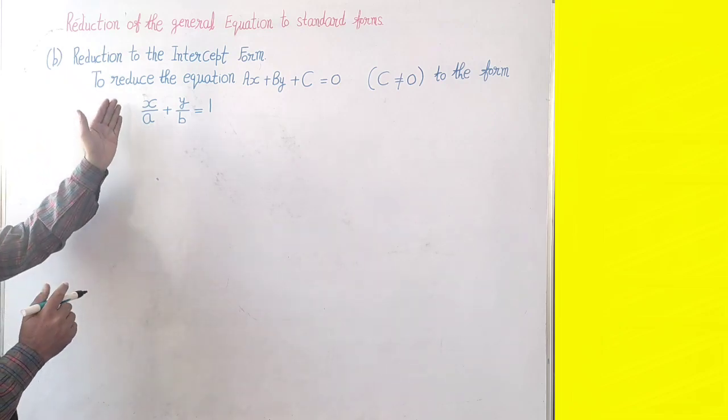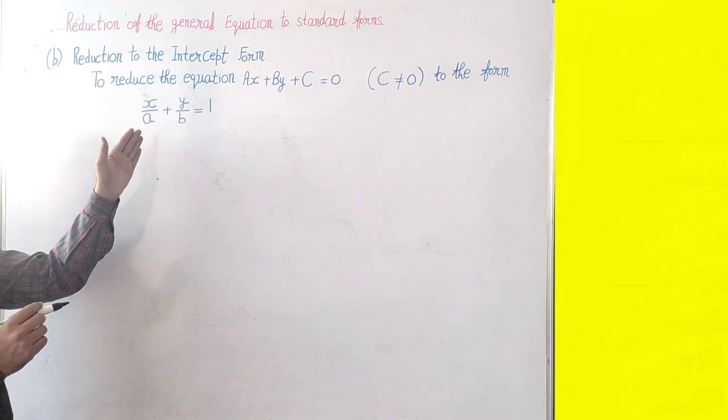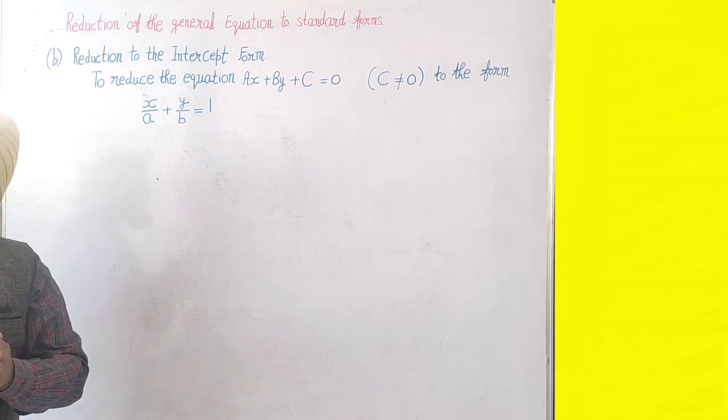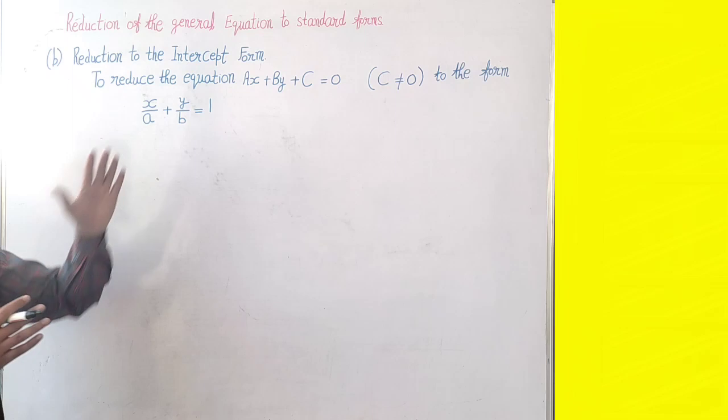Now, we are reducing the general equation to intercept form, which is x over a plus y over b equal to 1.